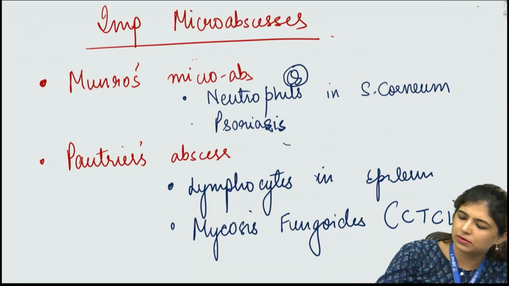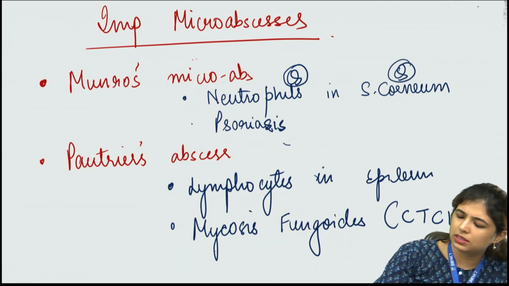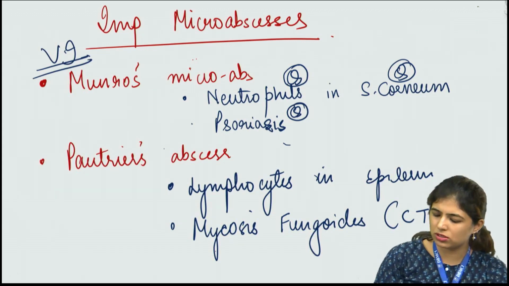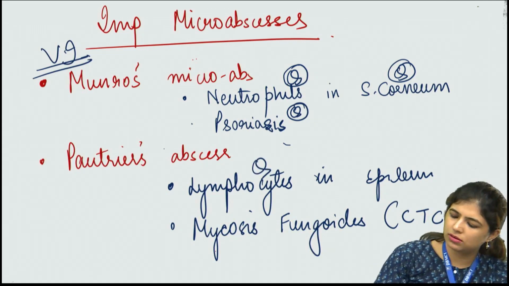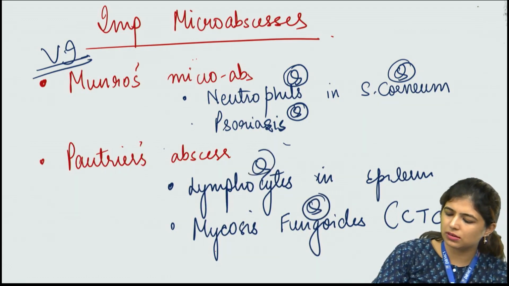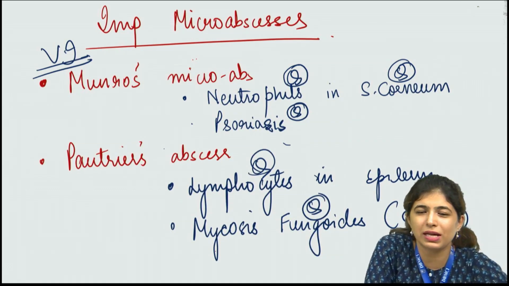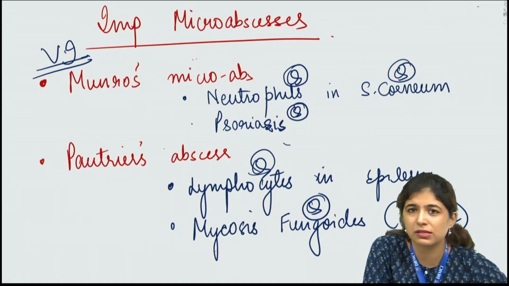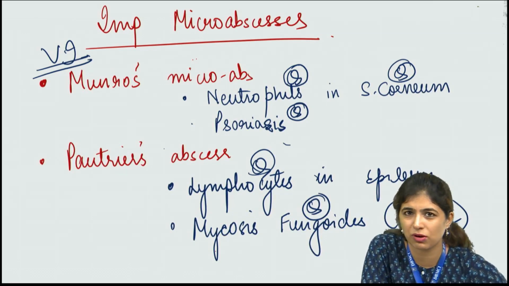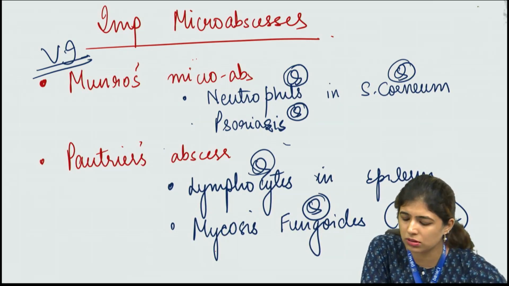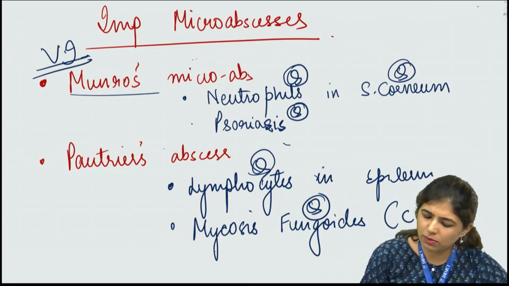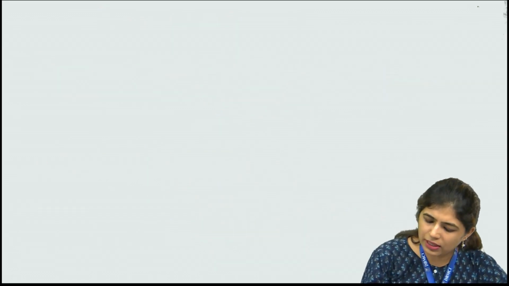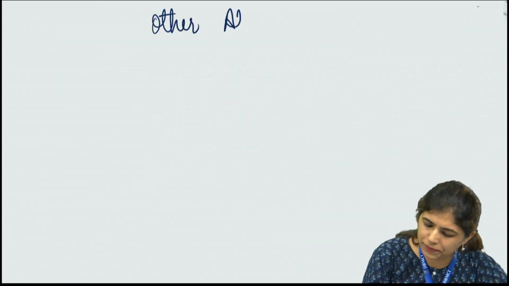The cell, the layer, and the disease. Very, very important question. Here also cell and the disease. Extremely important. Almost every year in some exam or the other, they will ask you a question on these abscesses or the histopath of psoriasis or mycosis fungoides. It is such an important question. So please remember Munro's and Potter's. Alright? Other abscesses that you need to know.